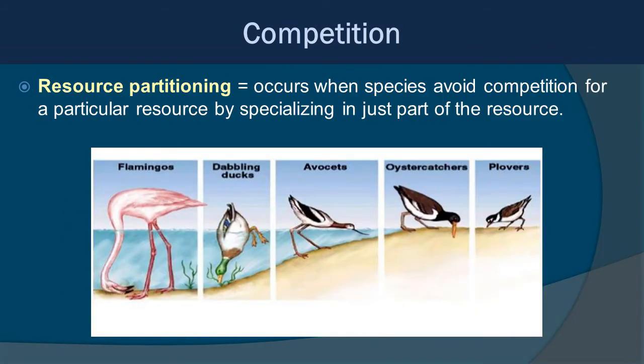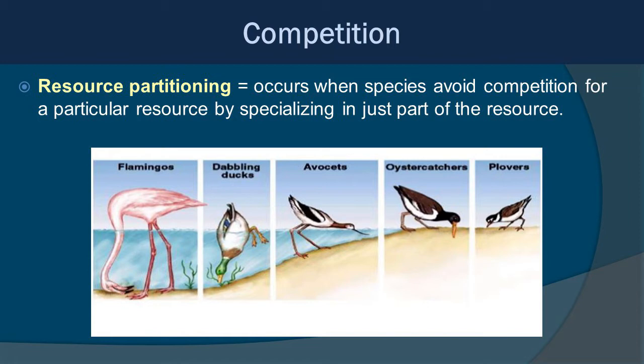Now, in nature, generally, most populations try to reduce competition. By reducing competition, you have a better likelihood of reproducing and doing your thing. So one way in which this is done is called resource partitioning. This is what occurs when species avoid competition for a particular resource by specializing in just part of the resource. A great example here would be water birds, right?